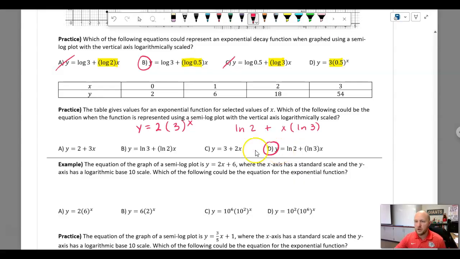Okay, really too, what you could focus on is just, since this is exponential, you're multiplying by 3 every time, that you know that your slope, which is attached to the x, is going to be natural log of 3.